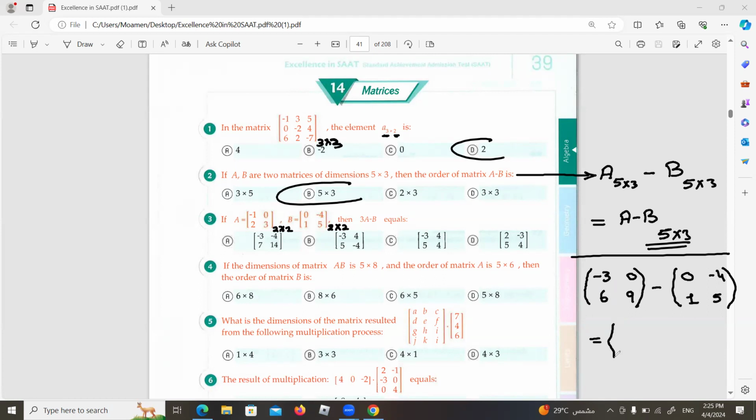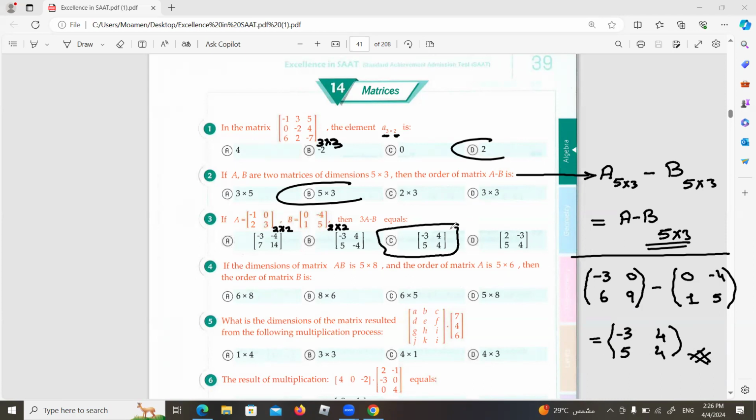Now let's get the result. We add or subtract the corresponding elements. We have -3 minus 0 equals -3. 0 minus -4, minus a negative changes into positive, so it becomes 4. We have 6 minus 1 equals 5, and 9 minus 5 equals 4, and this is our answer. So -3 and 4, 5 and 4, which is letter C.